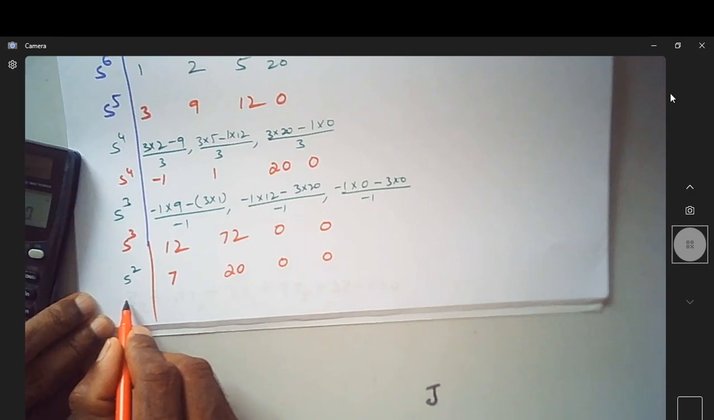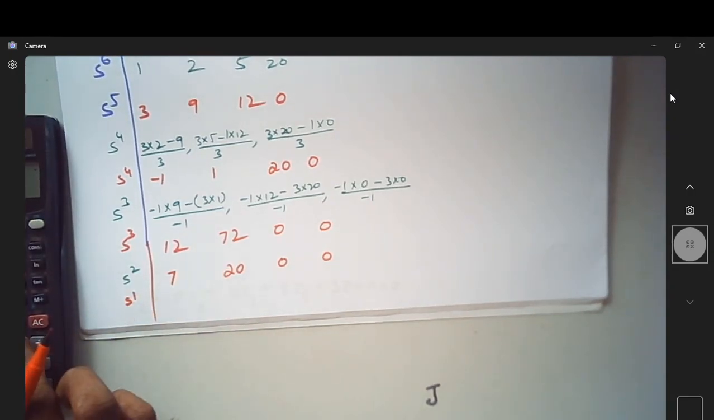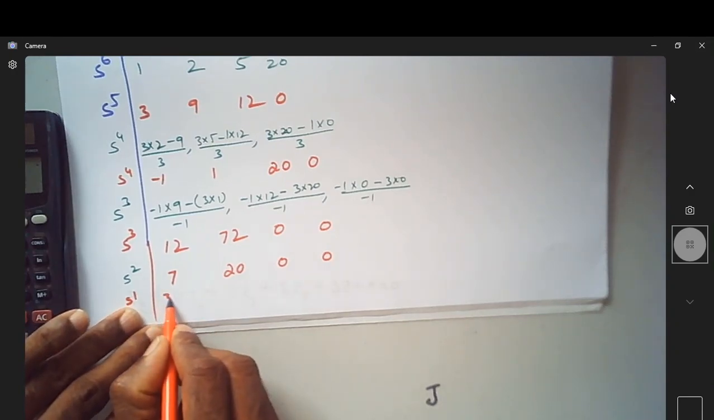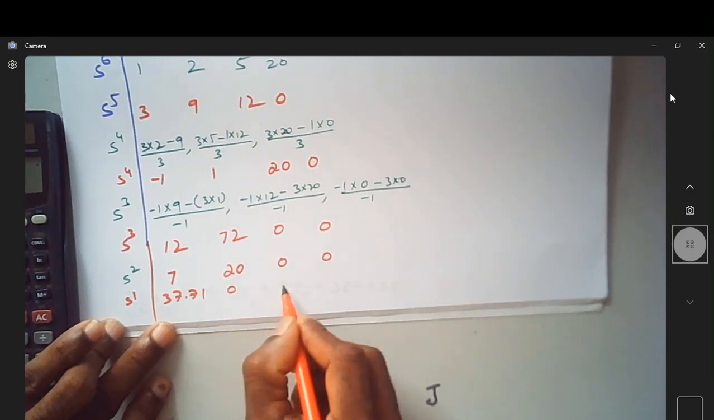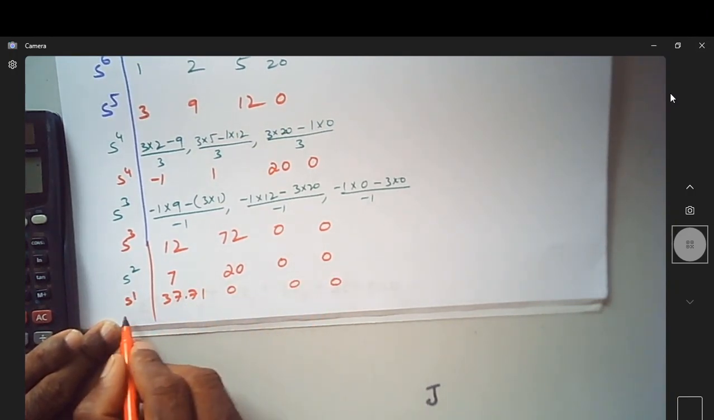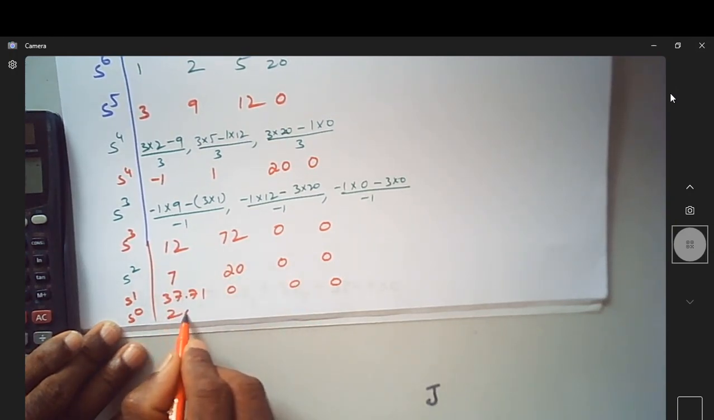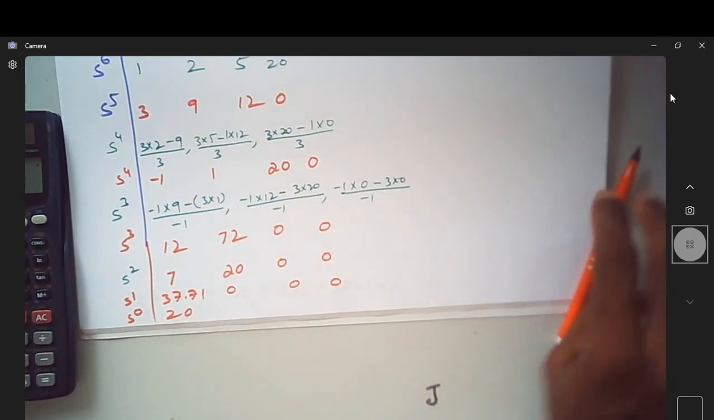Then it is S power 1. For S power 1 it is 7 into 72 minus 12 into 20, divided by 7. Can you see it is 37.71, and this is now 0, 0, 0. Next it is S power 0. Is it not this into this minus this? Is it not 20? So this is the number. Of course, let us not rewrite.